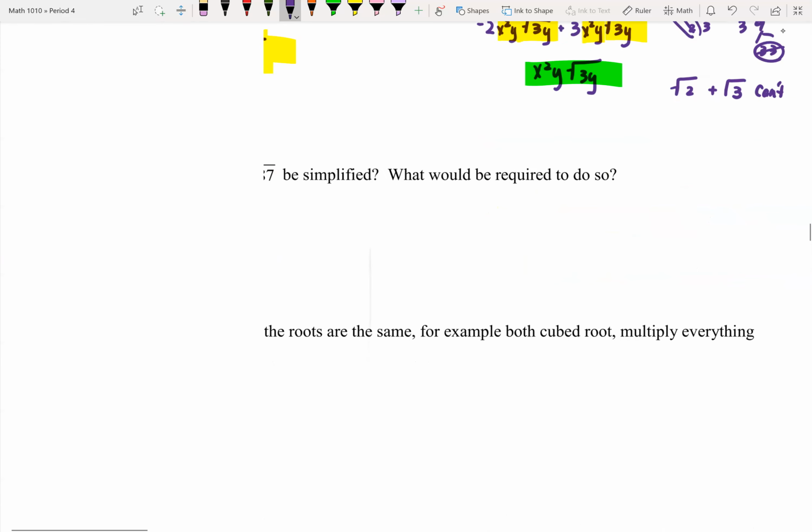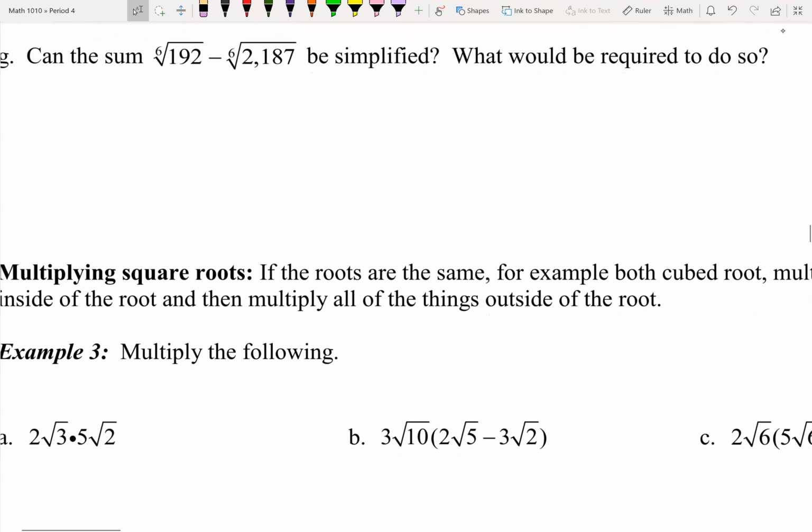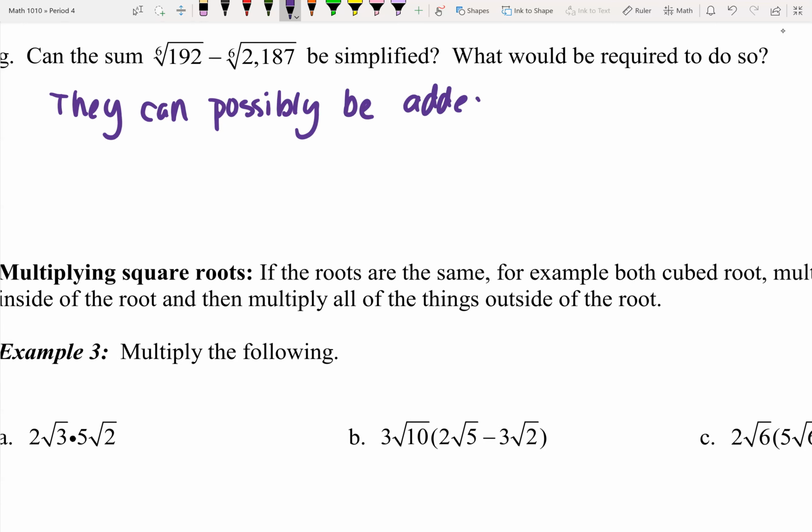I want you to remember that this lesson is a times 3. It's important, okay? Question G. Can I add those together? Can I do that? I don't know. There's a possibility, right? Okay, so I would say they can possibly be added together.